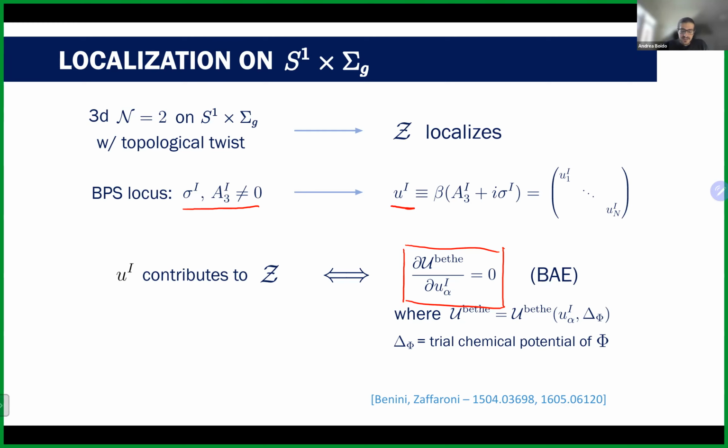I'm going to call these delta also trial R-charges sometimes in the talk, and that's because they're closely related to the trial R-charges in the equivalent picture on S3 rather than S1 cross sigma G. So I'm going to confuse the two concepts in the following. Sorry.